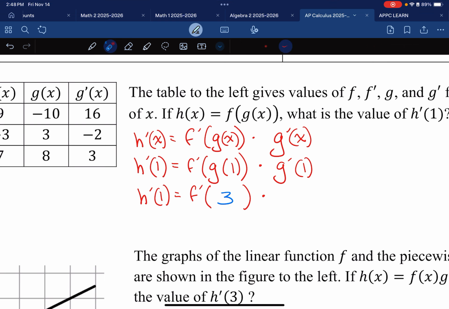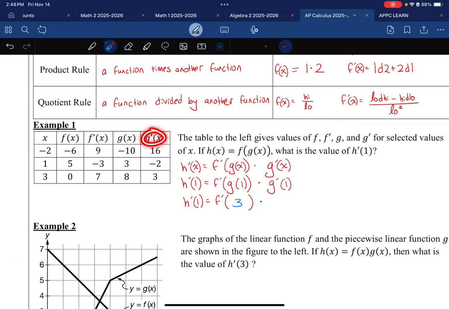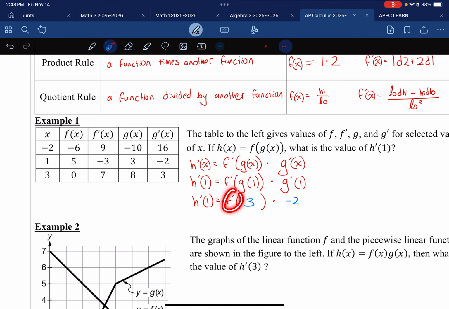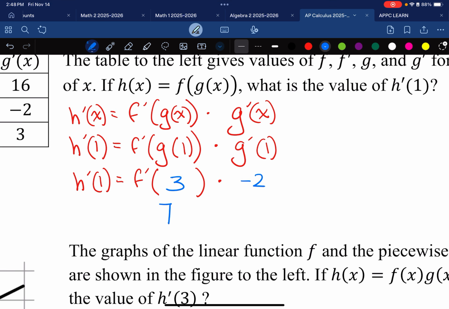And I'm going to multiply that by, okay, I need to find g prime of 1. Well, g prime is right there, and to find g prime of 1 means I intersect over here at -2. So I can say that is going to be -2. And the only thing I need to find now is, what is f prime of 3? So I can say, okay, f prime is talking about this f prime right here. F prime of 3, that intersection comes down here at 7. So I can come down here and say this whole thing is 7, and then this can be multiplied by -2. So I have h prime of 1 is equal to all of that. And hey, 7 times -2 is -14, which indeed is our final answer.